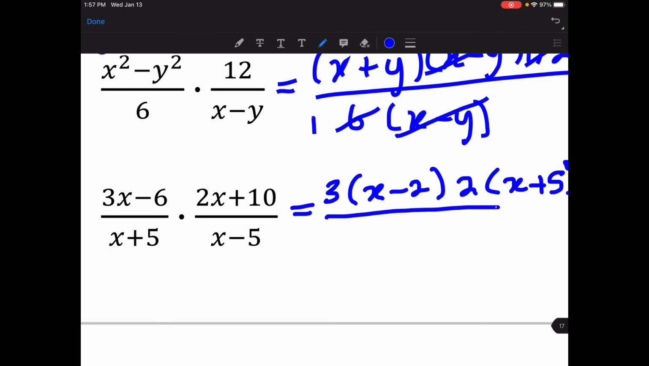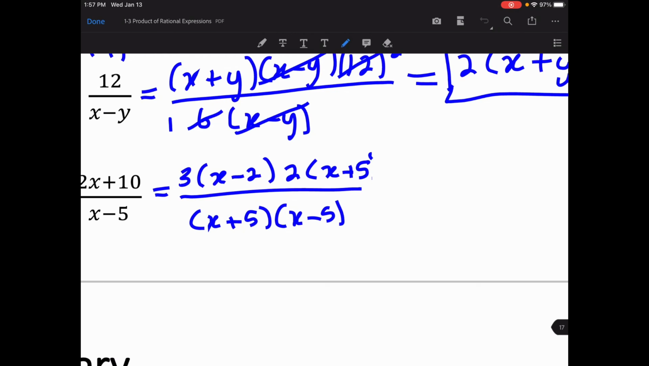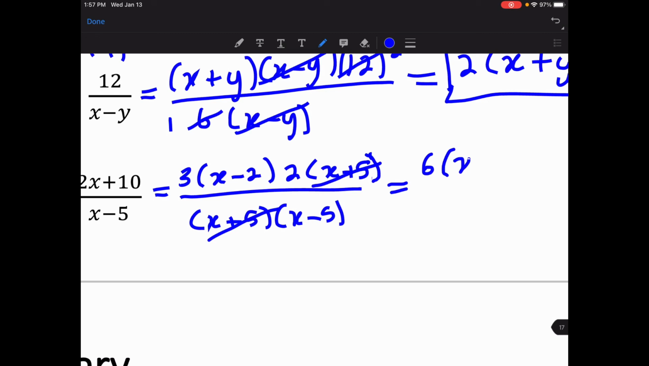All over x plus 5 and x minus 5. Then again, we're going to see, okay, is there anything I can cross out in my numerator and denominator? Is there anything divisible? I have x plus 5 and x plus 5. This is x minus 2, x minus 5, so I cannot do that. But I do have two numbers, 3 and 2 here, so I need to multiply those two. 3 times 2 is 6, so I have 6 times x minus 2 all over x minus 5.